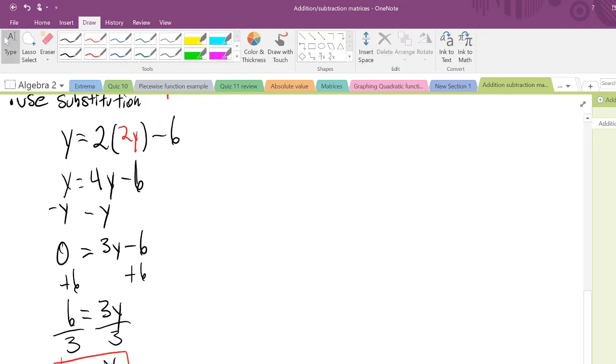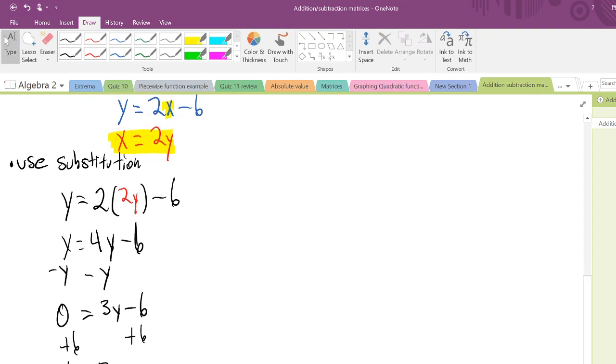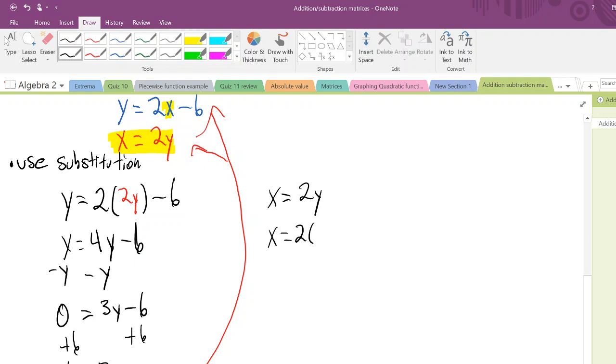Now I'm going to plug this into that equation. Either one works; you can plug it in there or here. So I get x is equal to 2y, so x is equal to 2 times 2. So I get x is equal to 4.